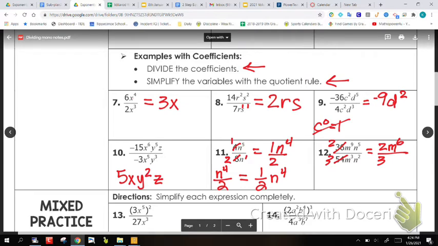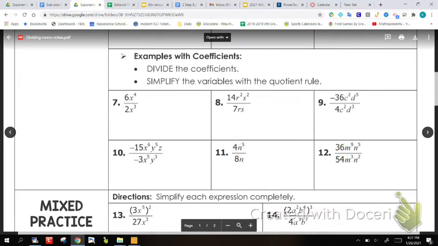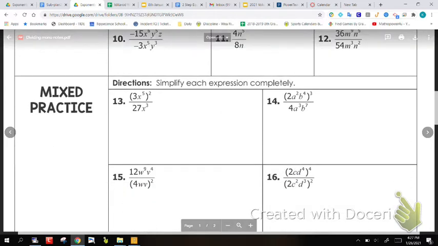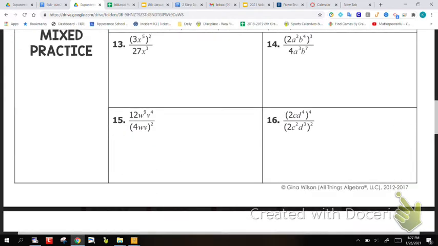N to the 5th divided by n to the 2nd. Subtract your exponents would be n to the 3rd. So again, you could write this with the 2/3 out front. Or you can leave it with the 2 in the numerator and the 3 in the denominator. They mean the same thing. Okay, now we are going to do the odds. And then you guys can go back and try the even. So stay with me on the odds here.